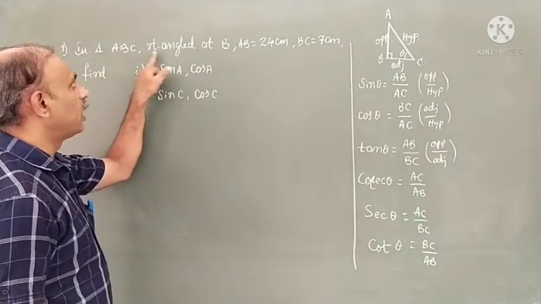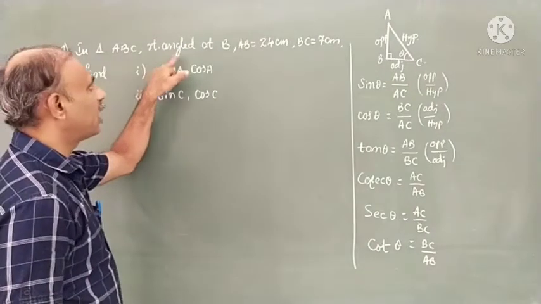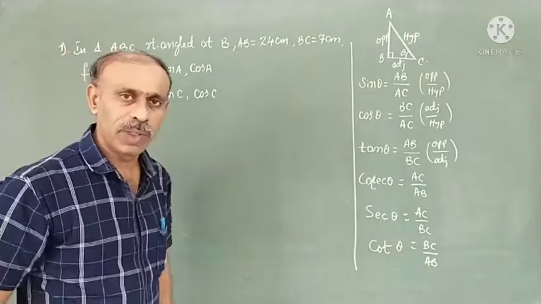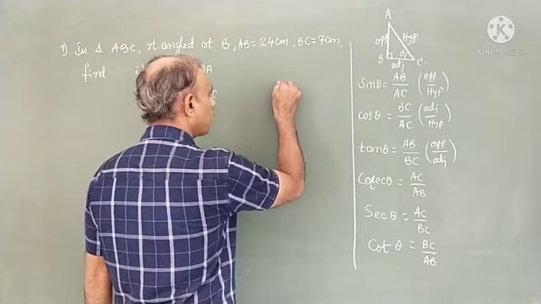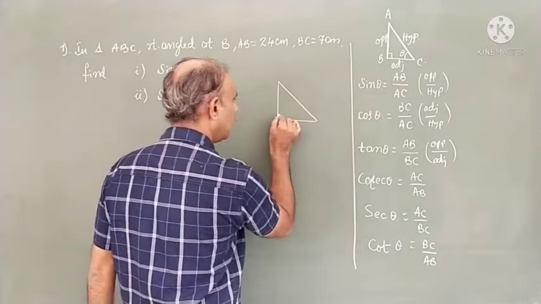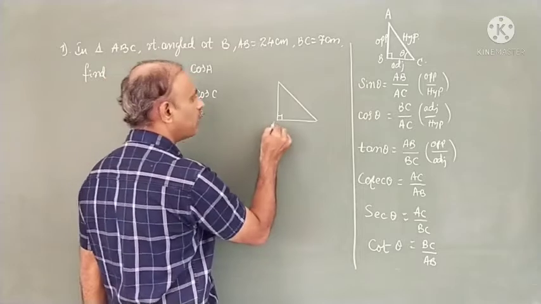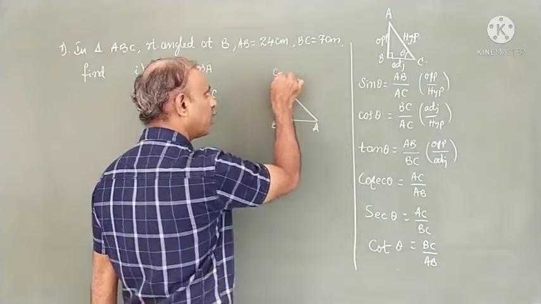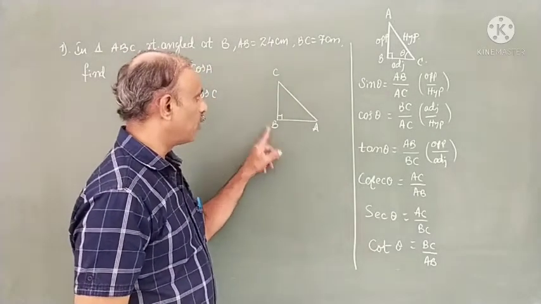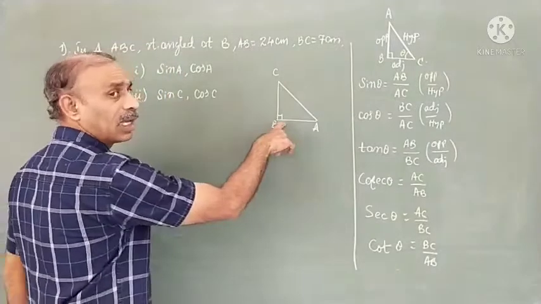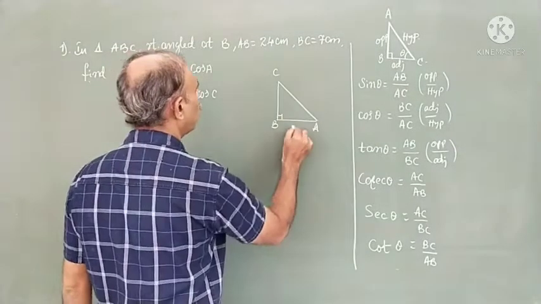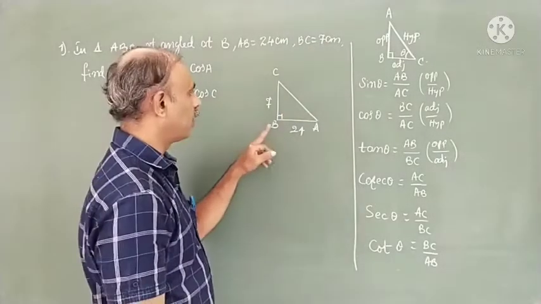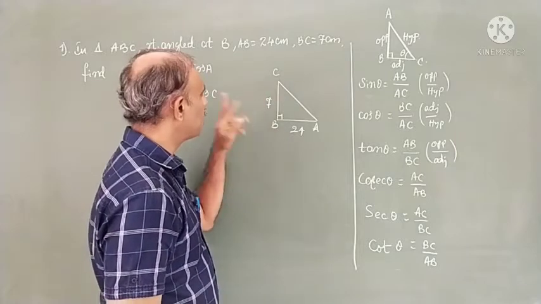In triangle ABC, this is read as right angle at B. So whenever questions are given in trigonometry, draw one simple right angle triangle. Right angle at B. You can write A here or here, no problem. However, angle B should be 90. AB is 24 centimeters and BC is 7 centimeters.